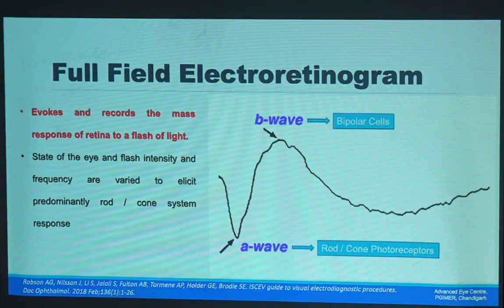And anything between the A wave and the B wave are your amacrine cells and the horizontal cells, and those come in as oscillatory potentials, which come on the ascending limb of the B wave. So those are signals coming from there.